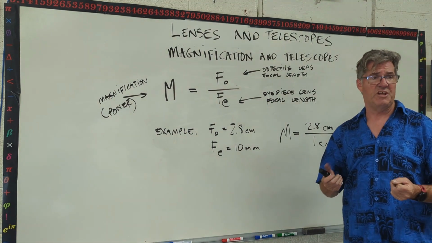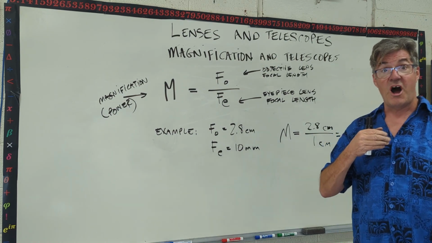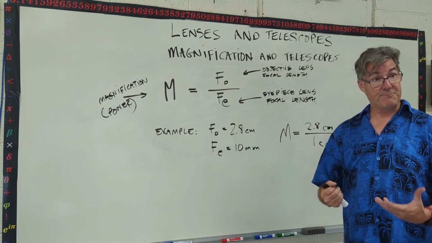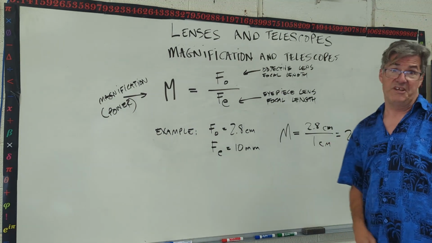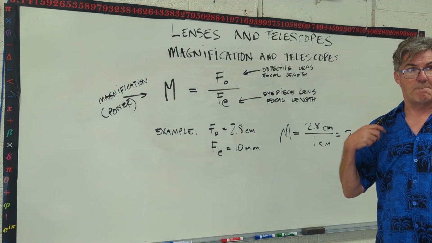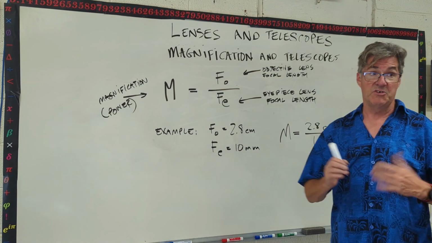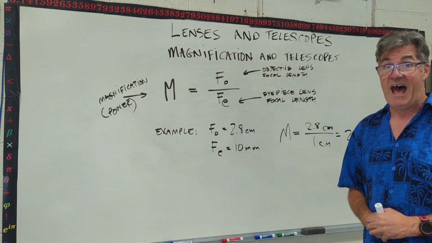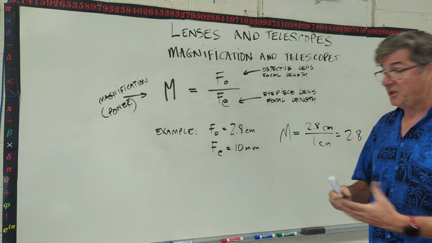Now that might be nice for looking at something like across the quad or down your street. But if you're looking at something like Neptune, 2.8 power is not going to be helpful. So you need a bigger magnification. And most telescopes, certainly the big ones at the astronomical observatories, have quite big magnifications.